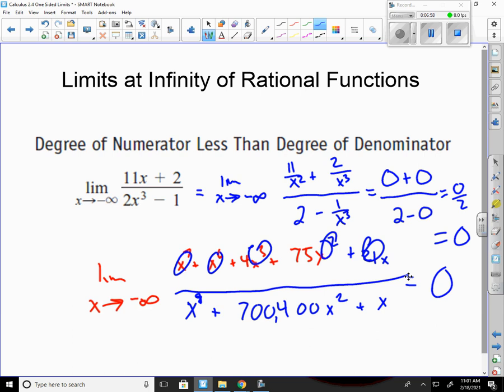You can make it real simple. As soon as I see that my degree in the top is smaller than my degree in the bottom, the limit as it approaches infinity, and that's the only time it works, is negative infinity or positive infinity, is going to make it go to 0. So make sure you're applying that lesson to all future lessons.